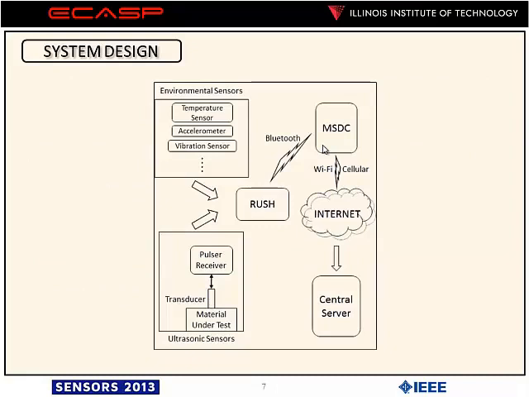So that's the more brief diagram of our design. Here the Rush is the FPGA, where it actually collects the environment sensors and the ultrasonic network right here. Then all the data goes to the MSDC, which is the smartphone, and it displays everything and then shoots it out simultaneously to the sensor.